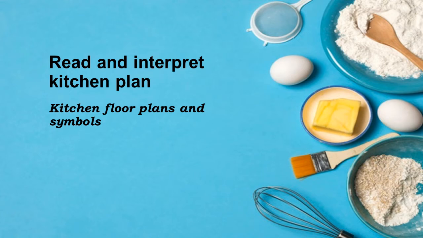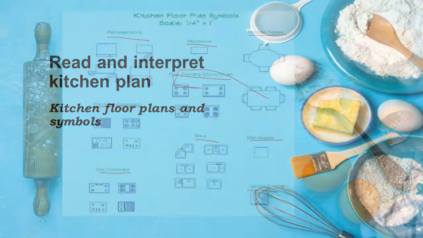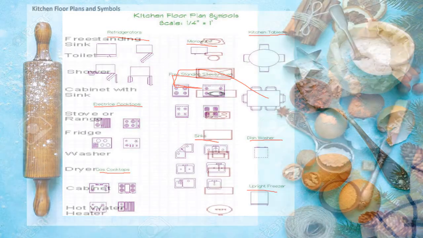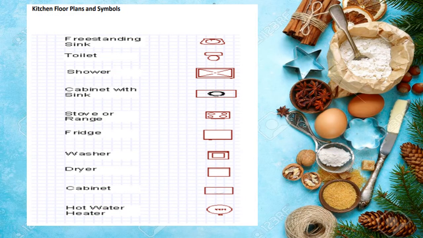Excited? Alright, here we go. So we have here the kitchen floor plan. As you can see, these are the kitchen equipment. So these are the symbols. The freestanding sink. The symbol stands for toilet. This one for shower. This one for cabinet with sink. This one for stove or range. This one for fridge or refrigerator. This one for washer. This one for dryer. This is for cabinet, and this is for hot water heater.